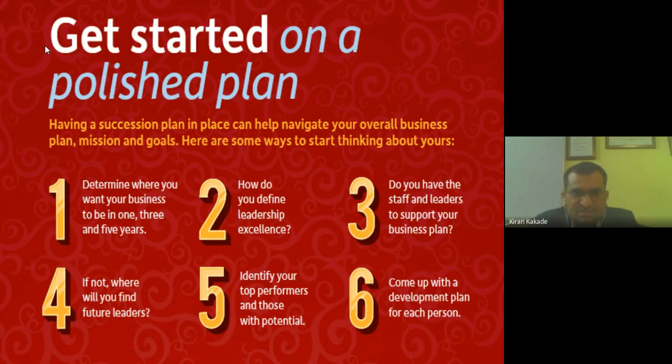Once you do that advance analysis, then you come to know what type of leadership excellence or what type of critical roles you require in future, after 5 years or 3 years time. So if you have identified some 5 critical roles, then you need to ask yourself, do you have that staff within your organization?